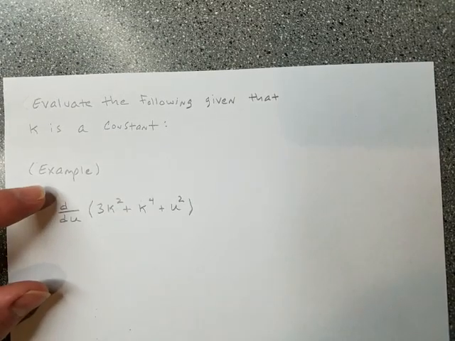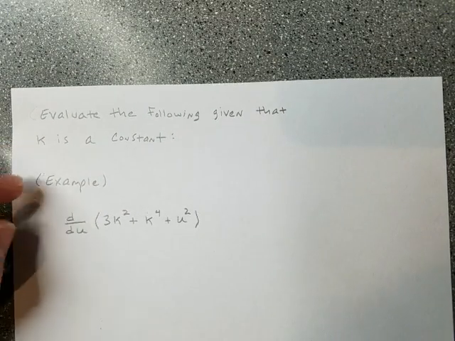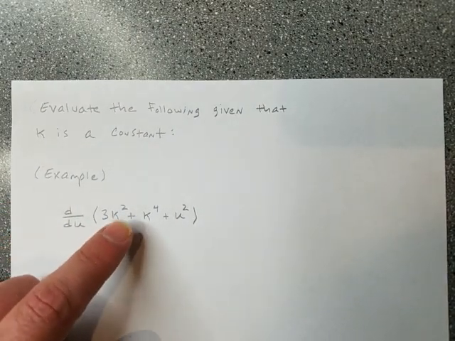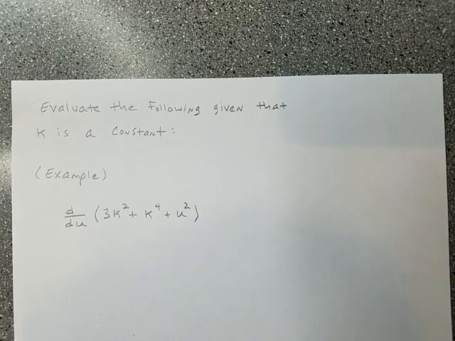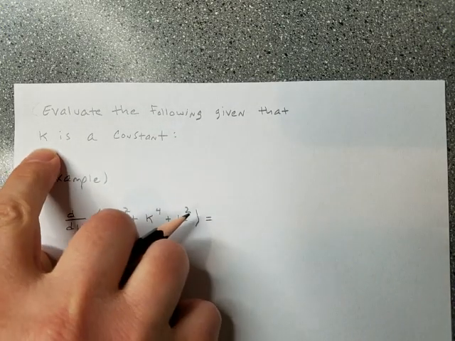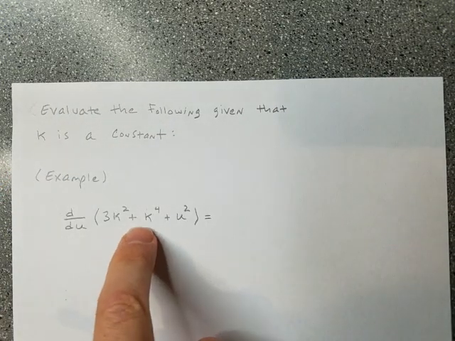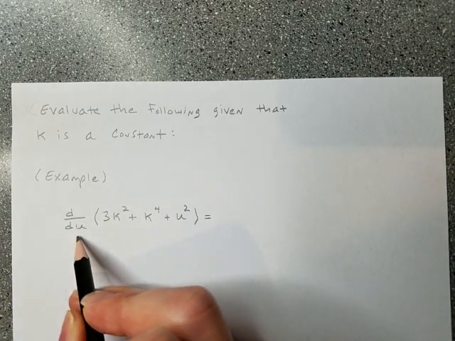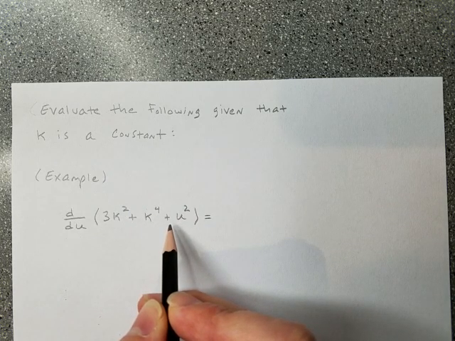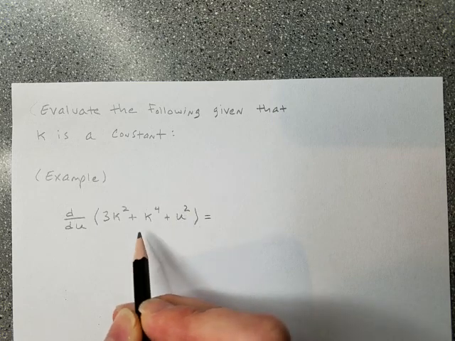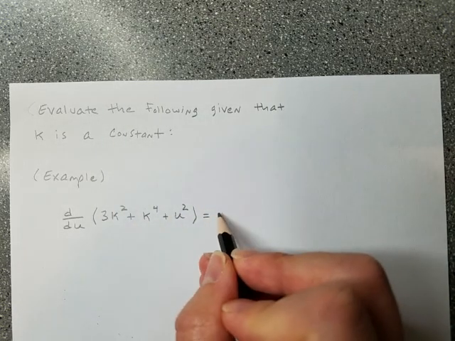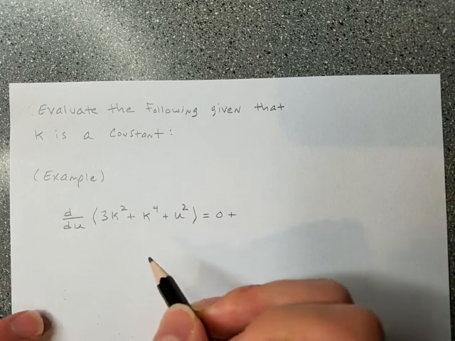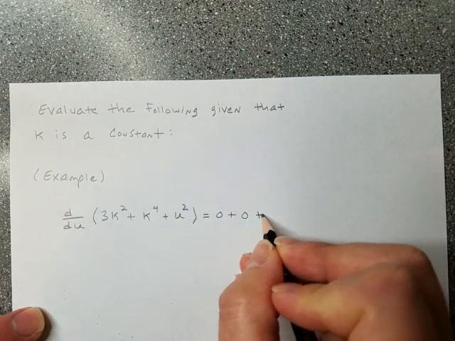So here it says, evaluate the following given that k is a constant. Let's see, the derivative with respect to u of 3k squared plus k to the 4th plus u squared. Okay, so up here it says k is a constant. It's some unspecified constant, but it is a constant. And when I look at this, that means this is the derivative with respect to u. That means u is the variable over here. U squared, u's the variable. So 3k squared, that's going to be a constant, right? And then plus, what's the derivative of k to the 4th power? Well, k is a constant, so is k to the 4th power. Plus the derivative of u squared.